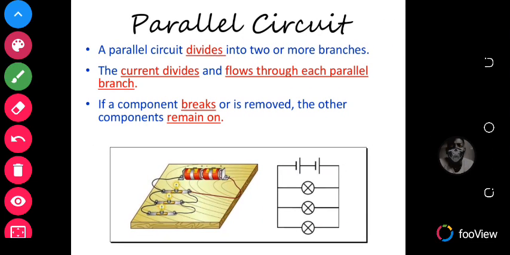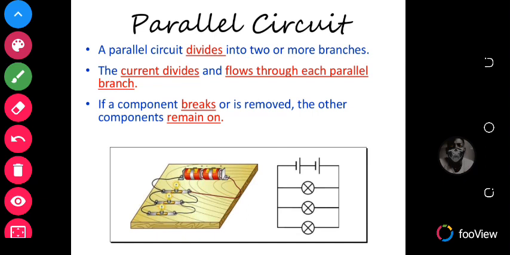Now let's look at the parallel circuit. For the parallel circuit, it divides into two or more branches. So it divides the circuit into two or more branches. The current divides and the flow through each parallel branch also divides. So if a component breaks or is removed, the other components remain on.